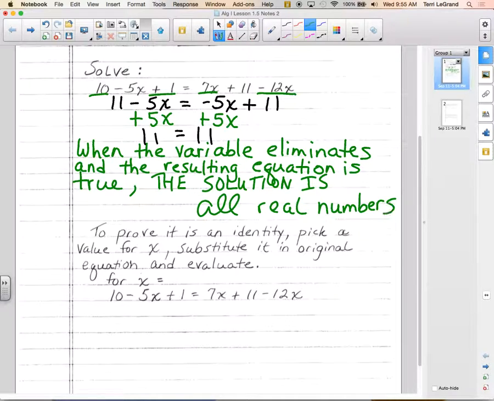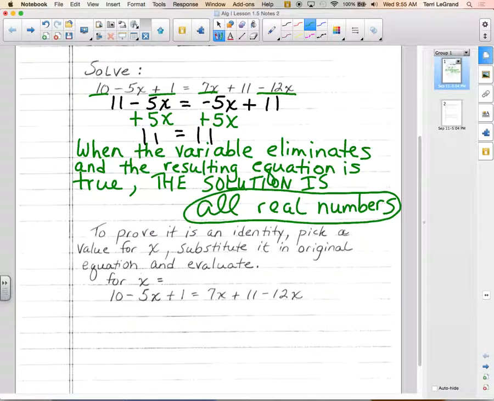Now, if you don't want to have to write all that out when you solve something and the solution is all real numbers, you could write R, or ARN for all real numbers, or there is an actual mathematical symbol for all real numbers. So if you want to shortcut this and use a mathematical symbol, anybody happen to know what that mathematical symbol is for all real numbers?